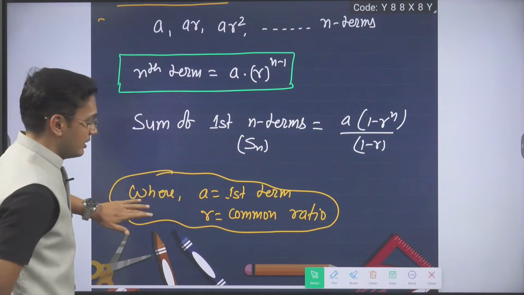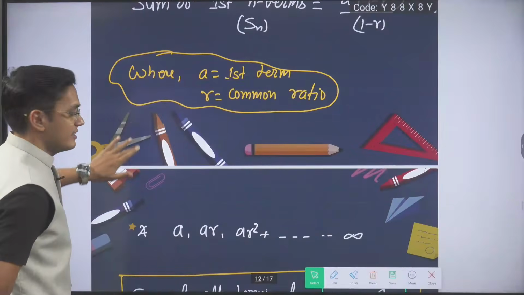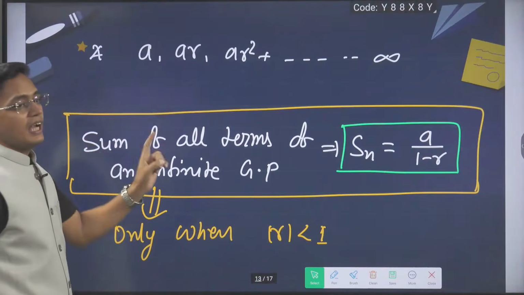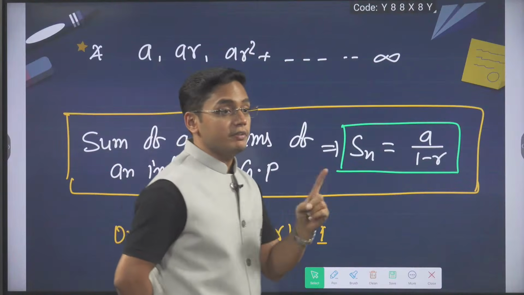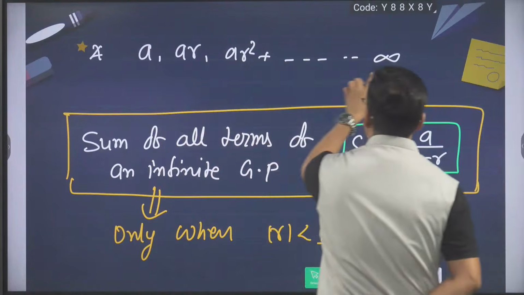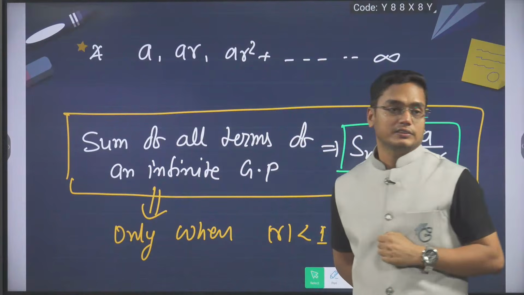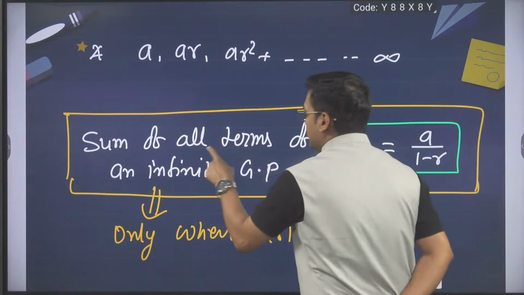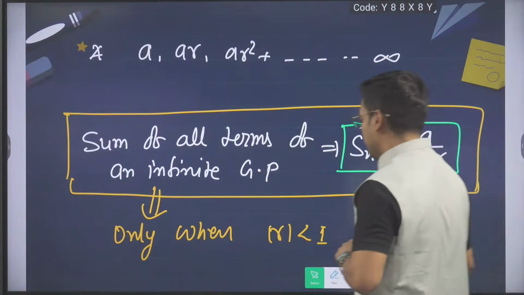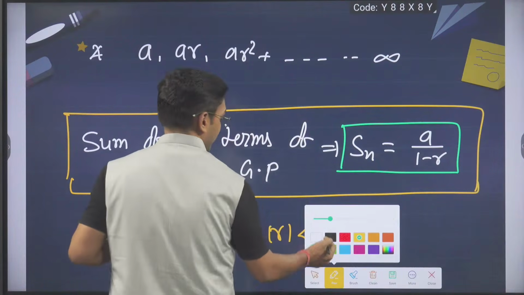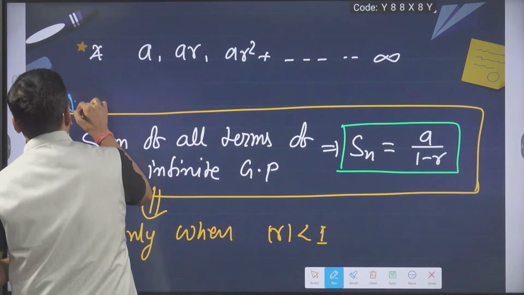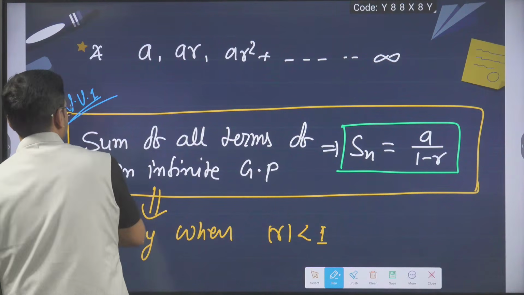Okay, so the last formula, which is very important, is here. Everyone write it. If we add an infinite number of terms like a, ar, ar square, up to infinity, what is the addition? The sum of all terms of an infinite GP is equal to a upon 1 minus r, a upon 1 minus r. And I must write this formula, very, very important for NEET students.